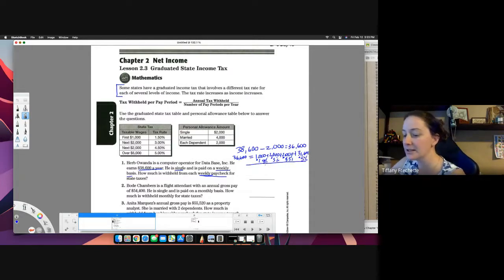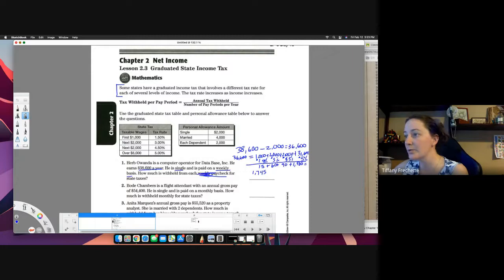So 1,000 times 1.5% is 15. 2,000 times 3% is 60. And then 2,000 times 4.5% is 90. 31,600 times 5% is 1,580. So we want to add all of those together, and we get 1,745. So remember, this is annual. This is all year long.